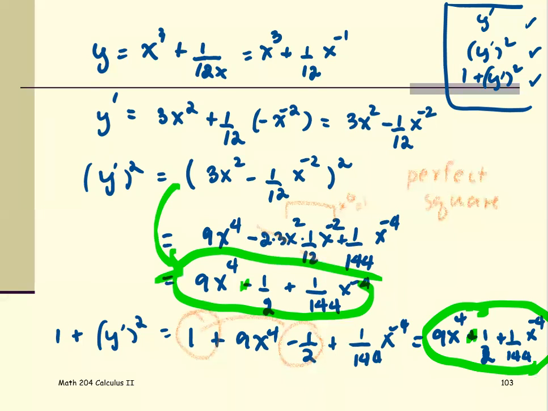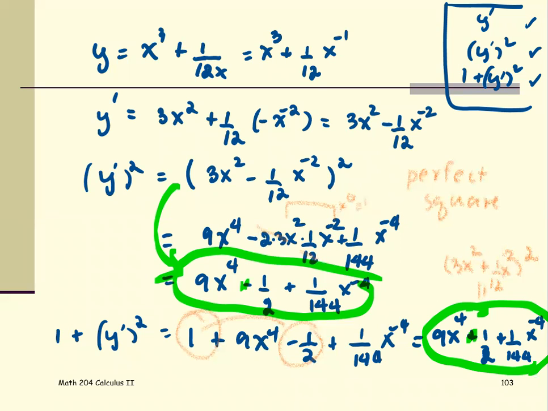What you got for y prime squared is from the square of 3x squared minus 1 over 12 x to the negative second. Therefore, the one that we just got from adding 1 to it is the same as the quantity squared of 3x squared plus 1 over 12 x to the negative second. Just change the sign from negative to positive. So you get exactly the same three terms except the sign in the middle switched from negative to positive.